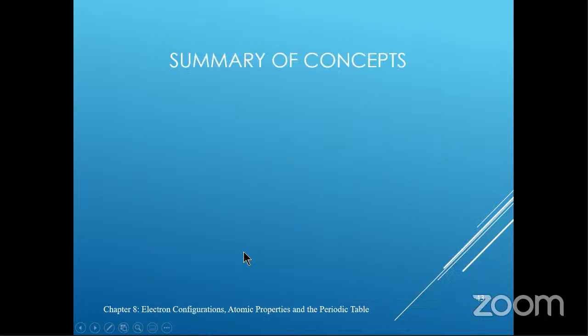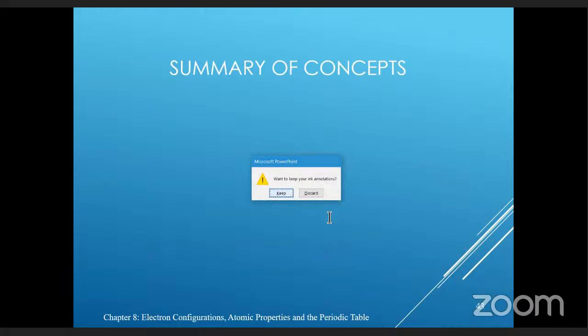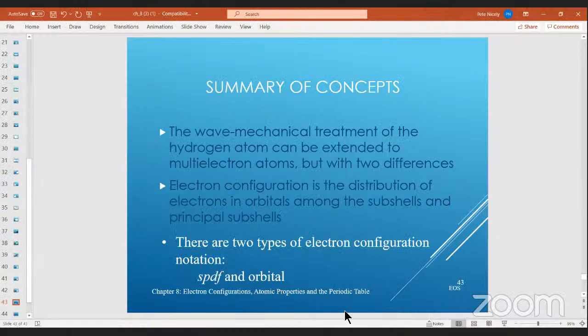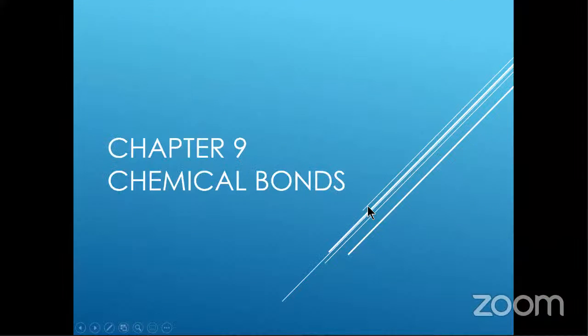Okay, so that's basically it for chapter 8. So what we're going to do right now is commence with chapter 9. And chapter 9 deals with the all-important topic of bonding, all right? The type of chemical bonds that exist between atoms and ions, all right?